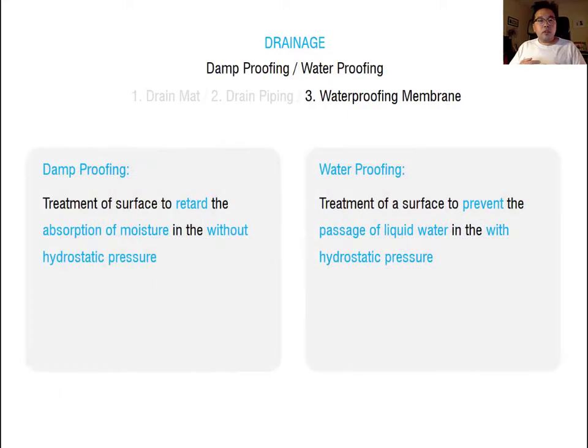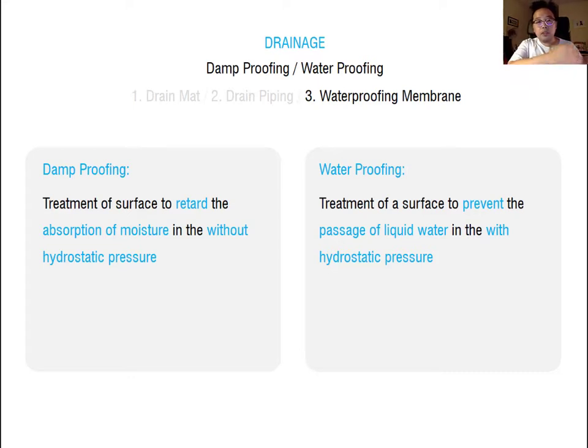So now we simply understand the difference between damp proofing and waterproofing. Damp proofing is the treatment of a surface to retard the absorption of moisture without hydrostatic pressure. So it's more related to moisture. You remember why moisture forms? Because inside and outside have different temperatures, air moves from the higher temperature to the lower temperature. When this air moves from inside to outside or outside to inside and meets the dew point, the air changes to water, right? This is called condensation.